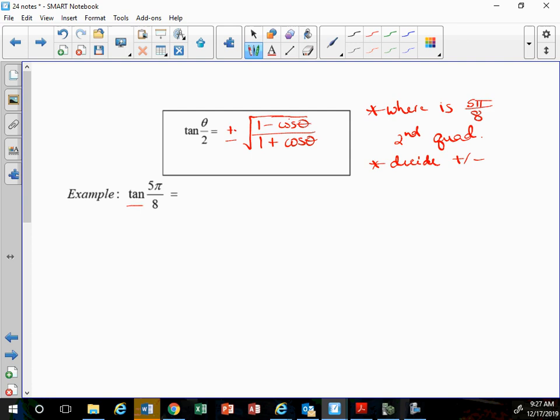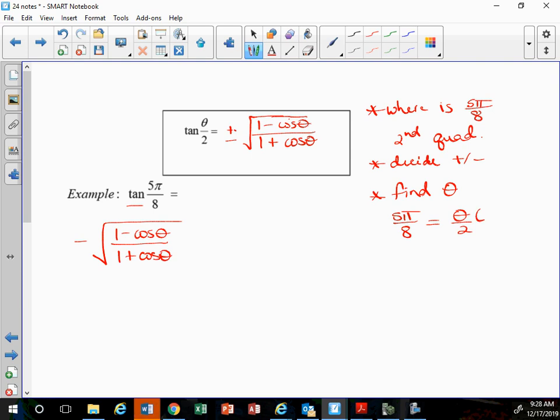Negative, okay. So I've got negative, big square root, 1 minus cosine theta over 1 plus cosine theta. What do we have to find next? Theta, find theta, okay. Remember, the angle you're given, this 5 pi over 8, that is theta over 2. So how do I solve for theta?